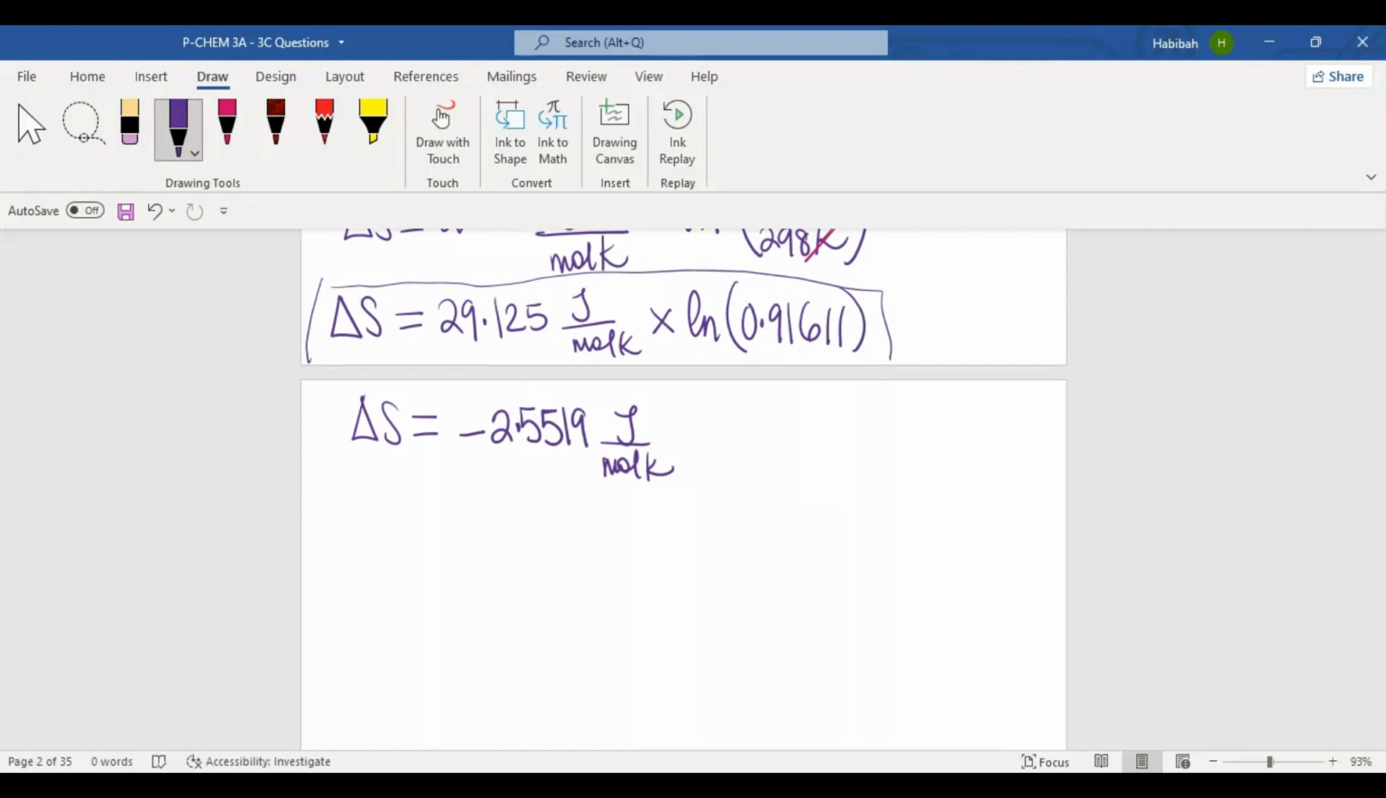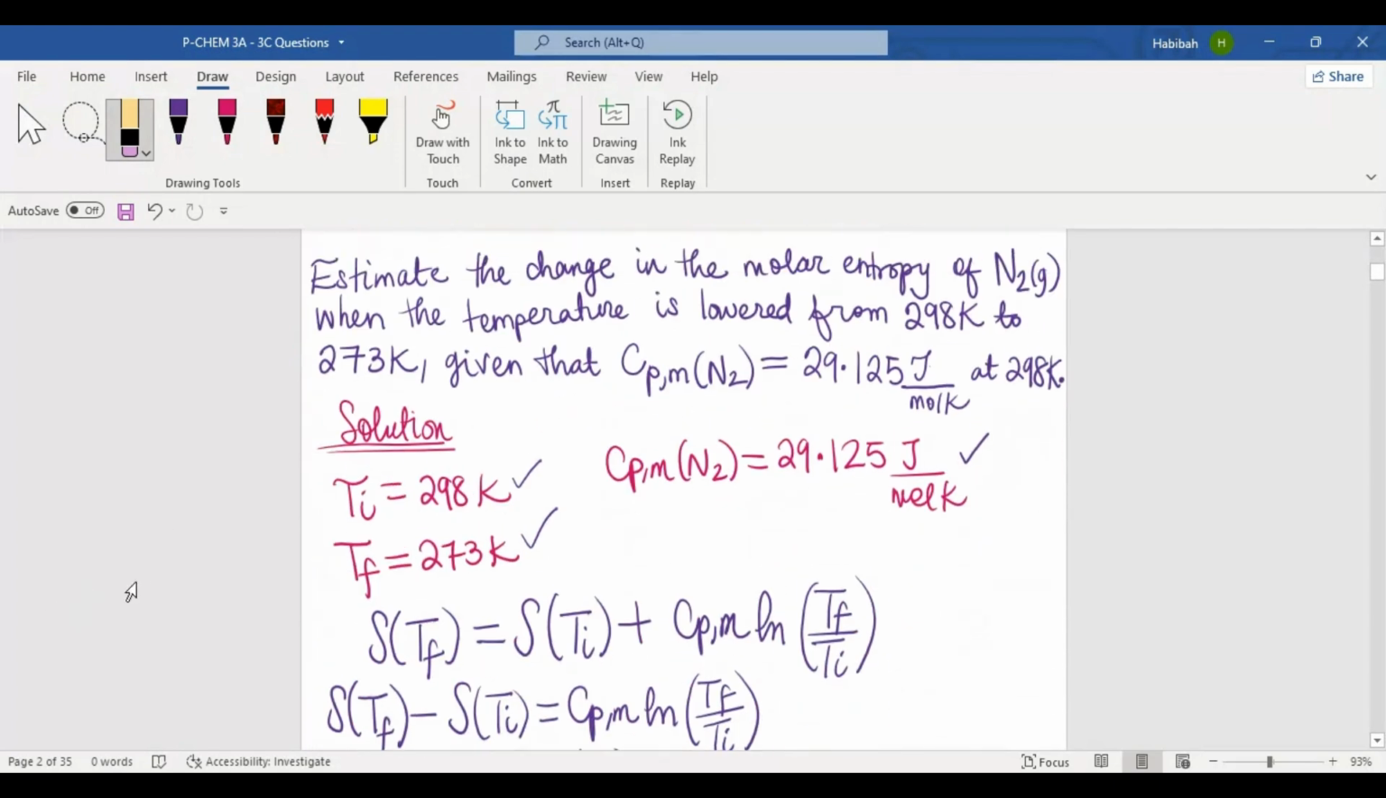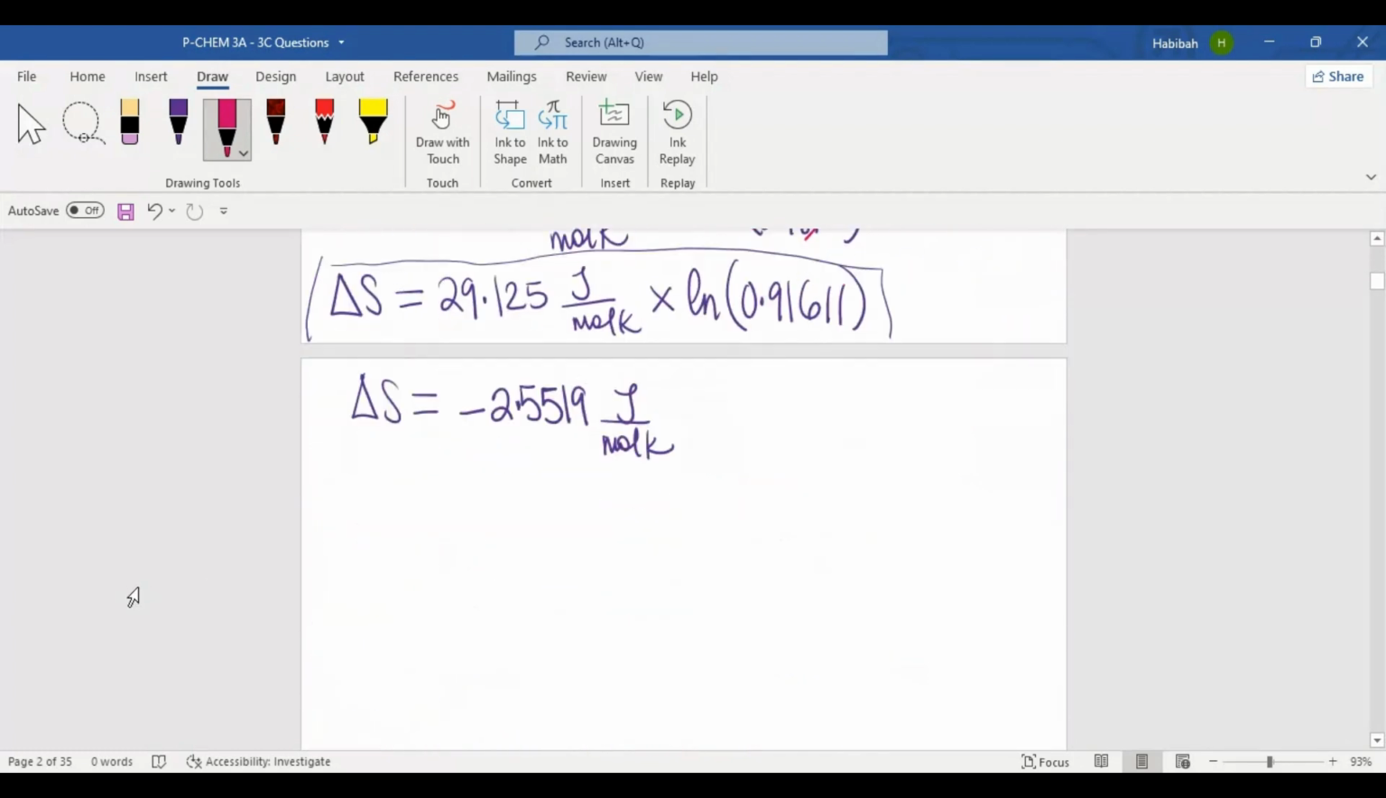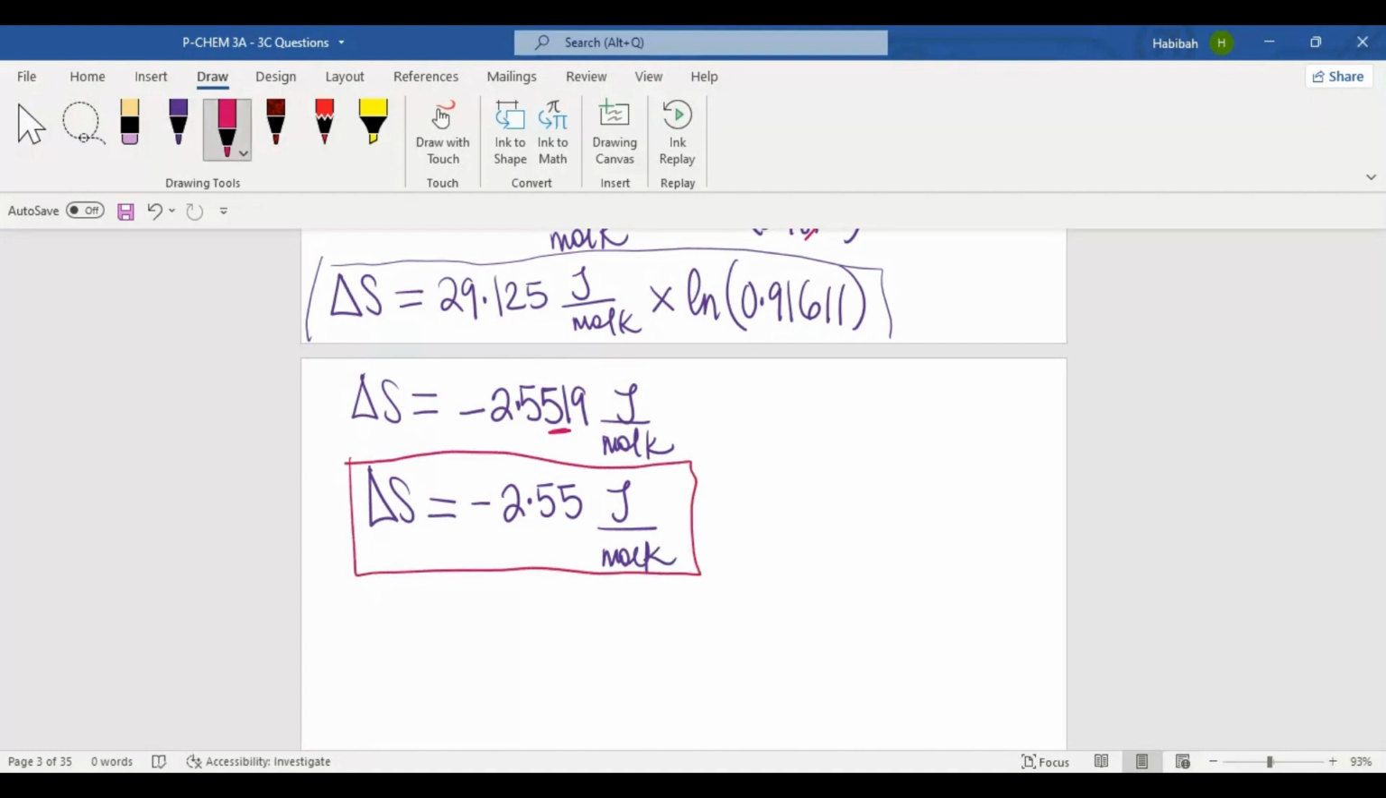Now, since we're dealing with a chemistry question, we cannot just say this is our final answer. We have to make sure that we are putting it in the correct number of sig figs, because that's how you work with chemistry problems. In our question, we have 3 sig figs for 298 kelvins, 3 sig figs for 273 kelvins, and 5 sig figs for the molar heat capacity of nitrogen at constant pressure. So we're going to pick the lowest number of significant figures, because that's the rule. So we're going to end up having our change in S to be negative 2.55 joule per mole Kelvin. So that is basically the answer to this question. So that's how it's done.